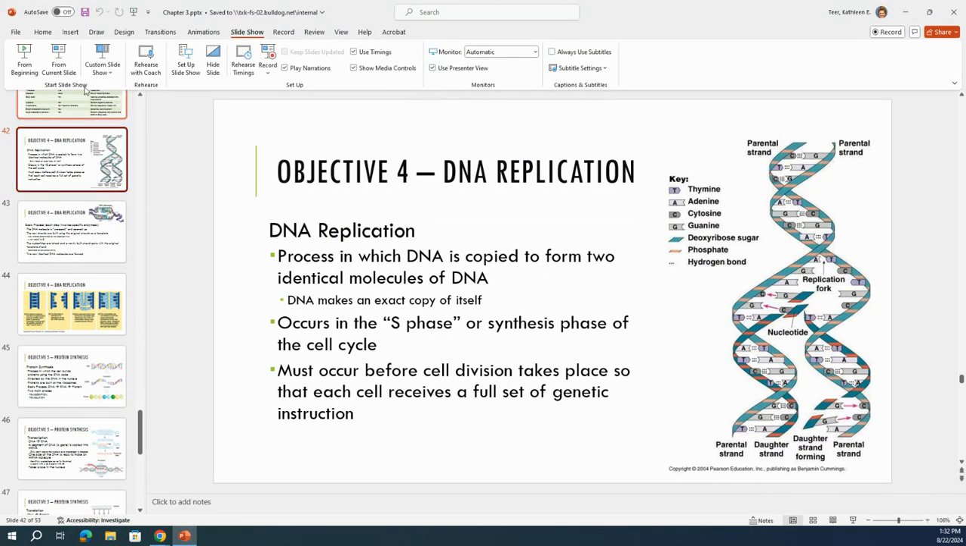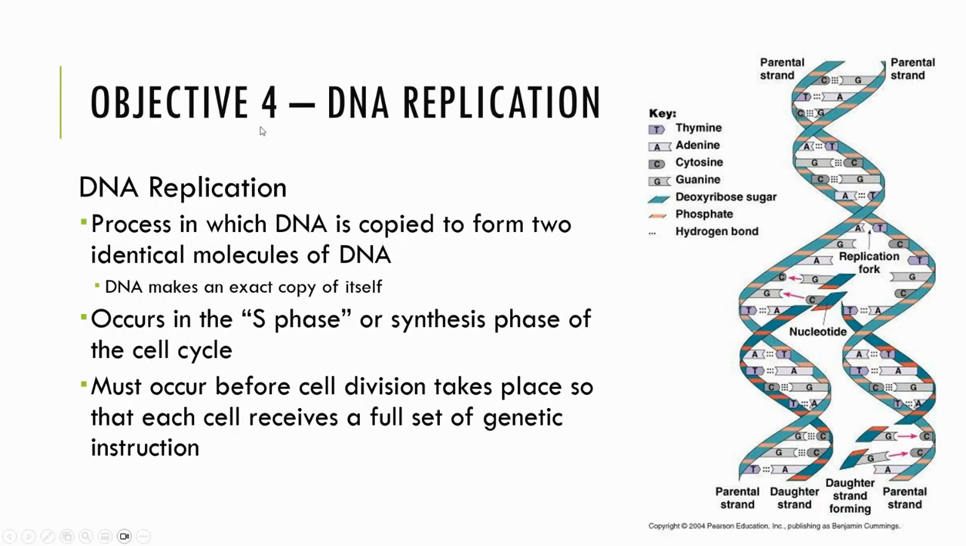Alright, this video is going to cover two objectives, Objective 4 and Objective 5 in Chapter 3. And they're going to be about two important processes that occur in the cell. The first one is going to be DNA replication. And like the name kind of implies, we are going to be taking DNA and replicating it, or making a copy of it.